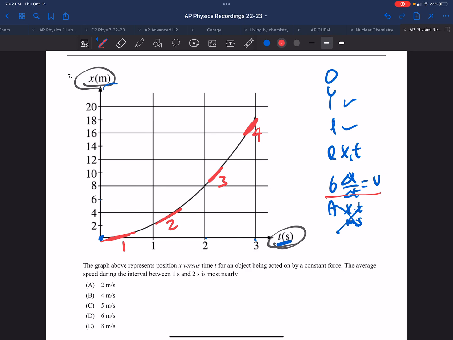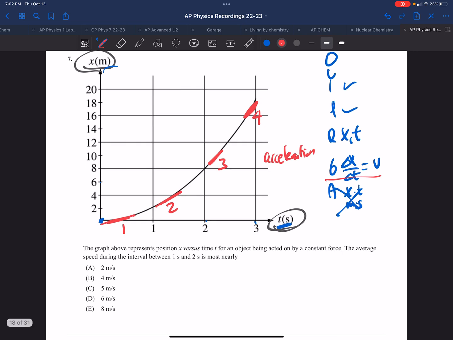Now, a curved xt graph, we probably know just on sight that it's acceleration. So we know it's accelerating. So let's see now the position-time for an object being acted on by a constant force. The average speed during the interval 1 and 2 seconds. Now, the speed is the gradient, but they're asking for the average speed. The slope of the tangent is going to be the instantaneous speed.